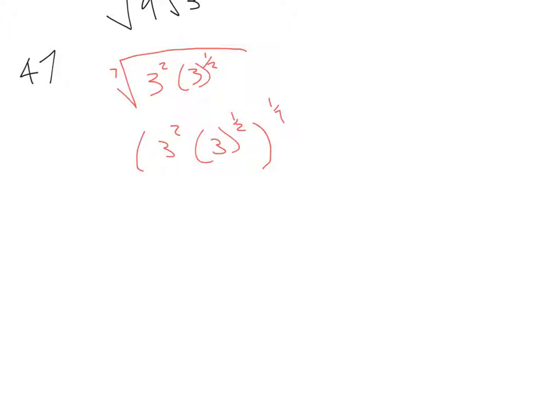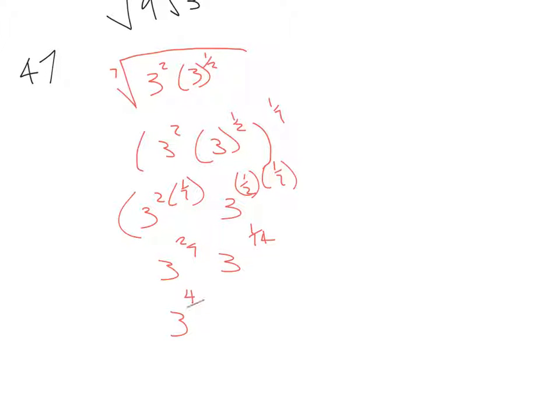Alright, so we've got 3 to the 2 times 1/7, and we have the second 3 to the 1/2 times 1/7. So that gives me 3 to the 2 over 7, 3 to the 1 over 14. So we'll change this to 4 over 14. 3, 1 over 14 gives me 3 to the 5 over 14.